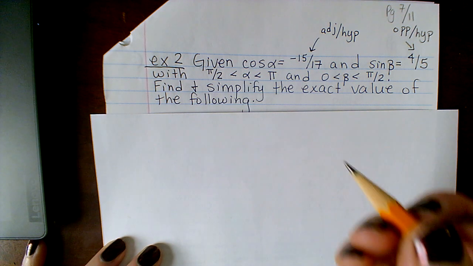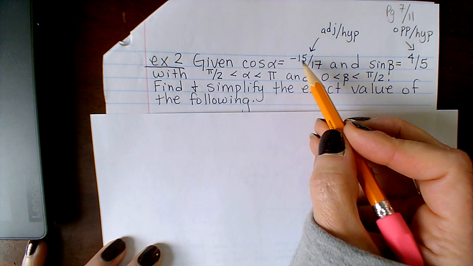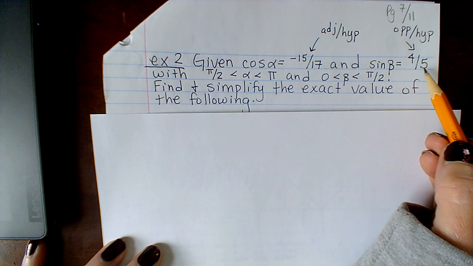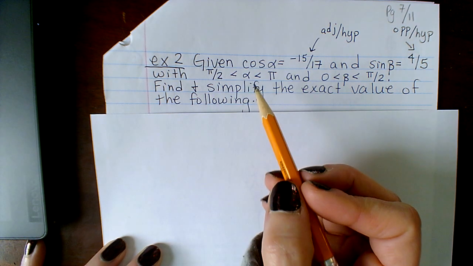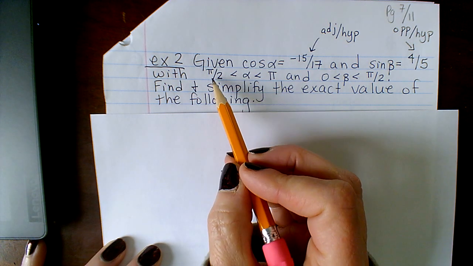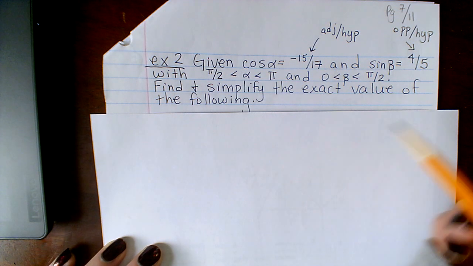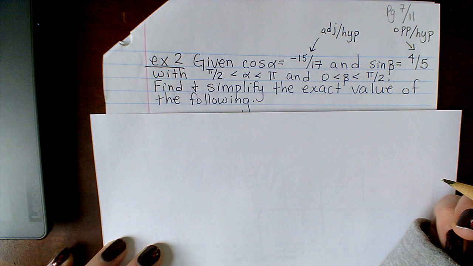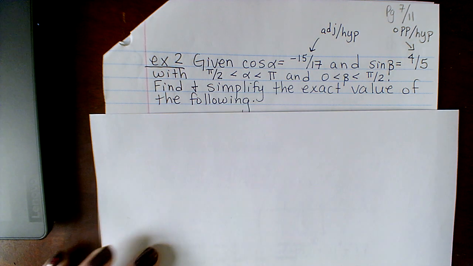Now, a few things to notice here. Because this is a cosine, this is telling you that this is adjacent over hypotenuse. Because this is a sine, this is telling you it's opposite over hypotenuse. These inequalities are telling you which quadrant those angles lie in. That alpha is between pi over 2 and pi tells you it's in quadrant 2. That beta is between 0 and pi over 2 tells you that beta lies in quadrant 1. So you just have to be able to extract all that information from what's given.